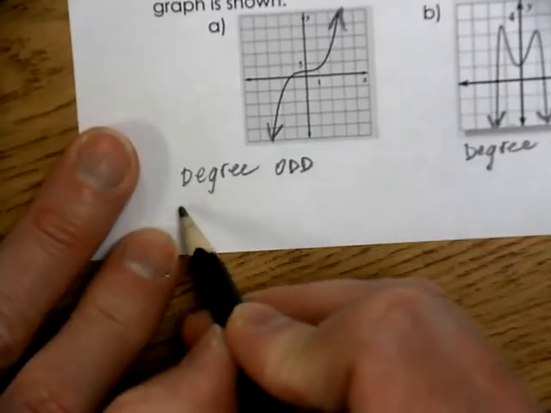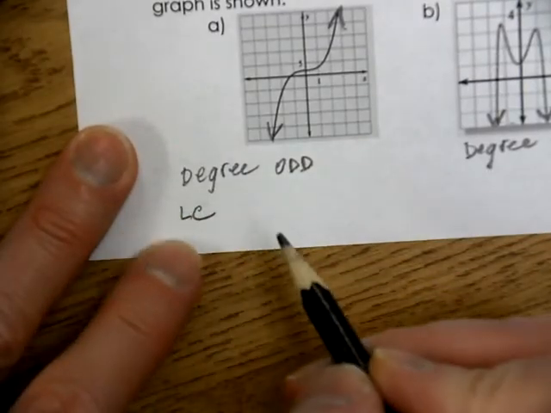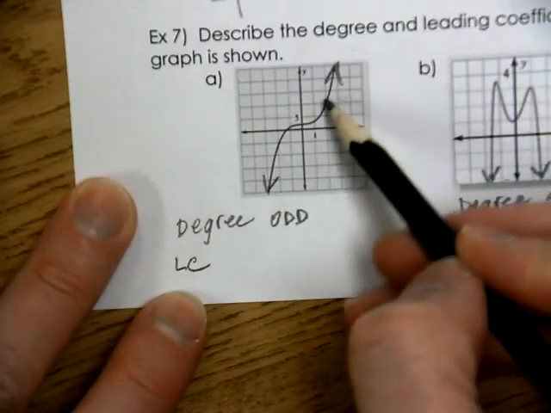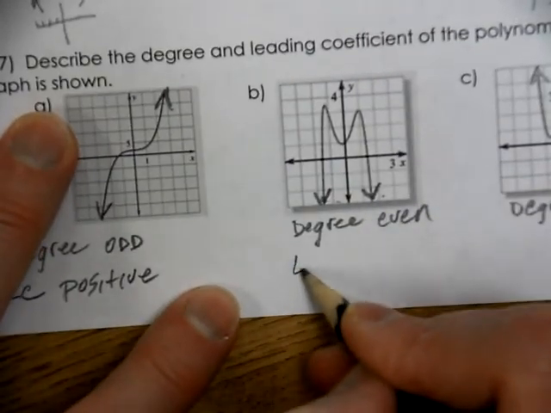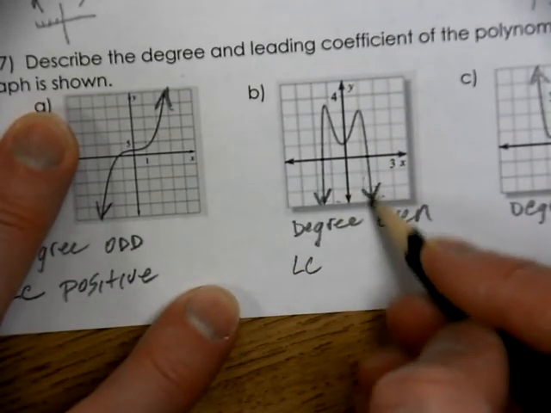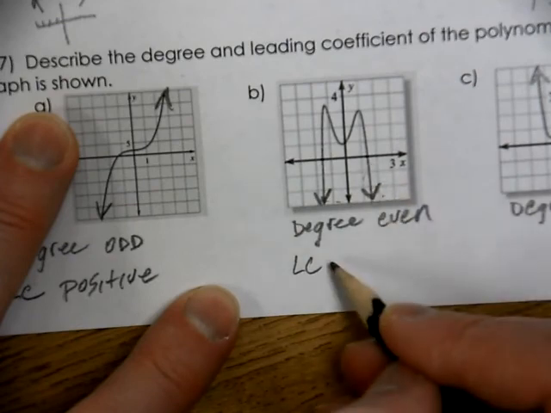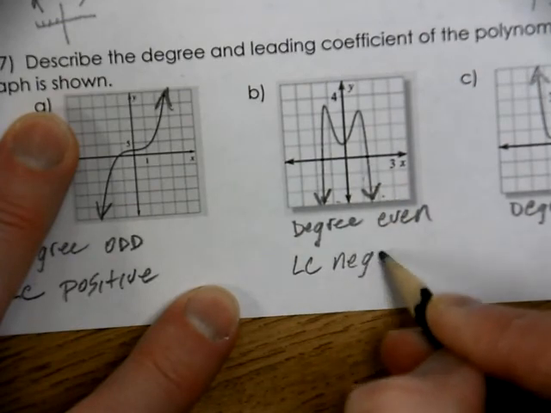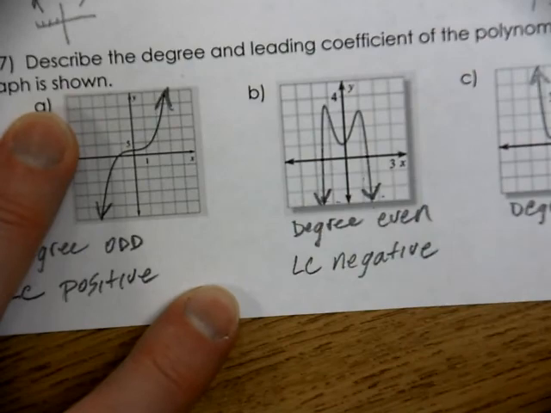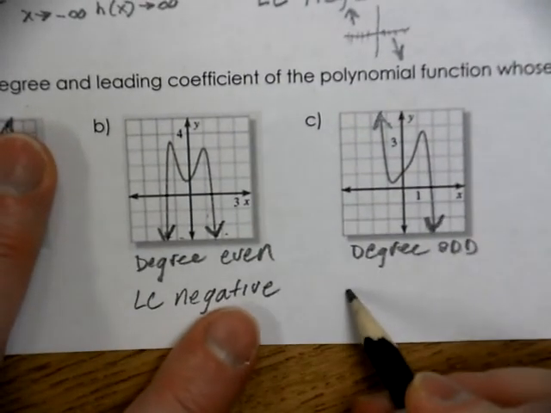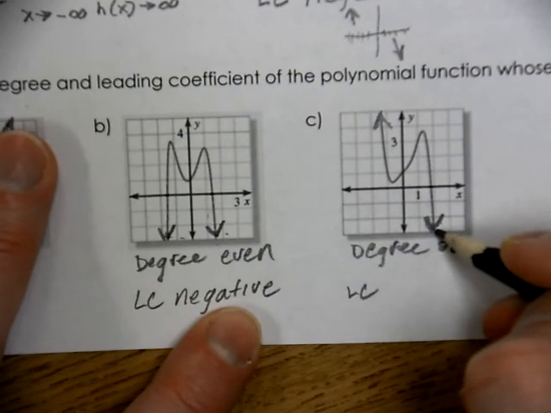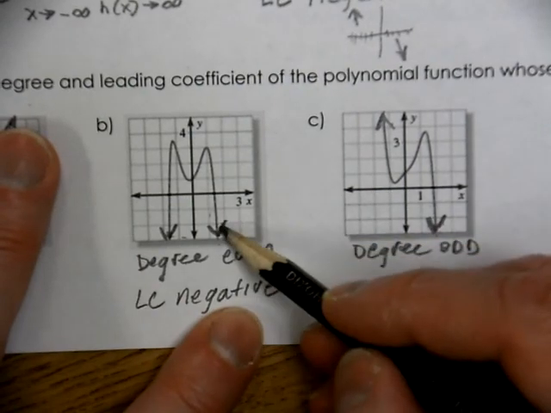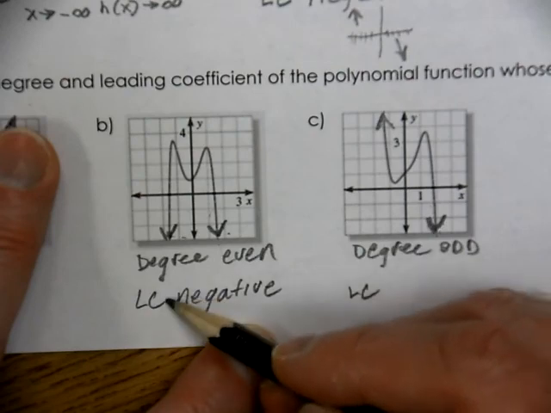Okay, then talking about our leading coefficient, see how it increases to the right? So we know that this must be a positive. You see how this leading coefficient would make it go downwards? So it must be a negative leading coefficient. This graph is falling to the right. So when you're falling to the right, you get a negative leading coefficient.